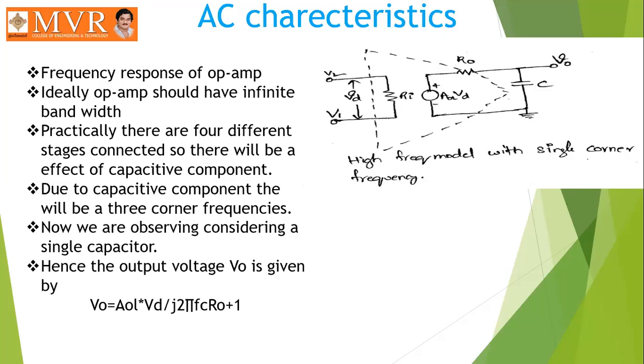That means if you change the value of the frequency from 0 hertz to maximum frequency, let us say 100 megahertz or 1000 megahertz or 1 gigahertz, around that. If you change the frequency from 0 to some 10 megahertz also, the op-amp must produce the same output voltage for 0 hertz frequency as well as for 10 megahertz frequency. So this is the ideal characteristic of an op-amp.